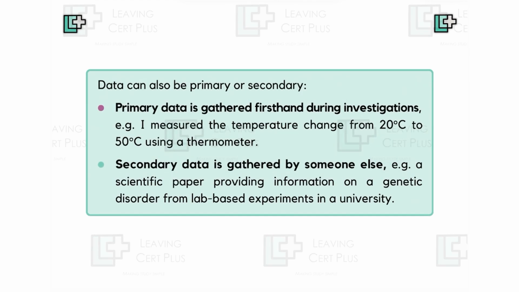Another will be the idea of primary and secondary. And this will matter in terms of, you have to be very clear, are you obtaining these results or are you getting these results from somewhere else? So primary data is gathered firsthand during investigations. So I measured the temperature change from 20 degrees to 50 degrees using a thermometer, whereas secondary data is gathered by someone else. So you could get it from a scientific paper that provides information on genetic disorders from a lab-based experiment in a university. You didn't do that. It's still very useful data, but it's not your data, so therefore it's secondary data.